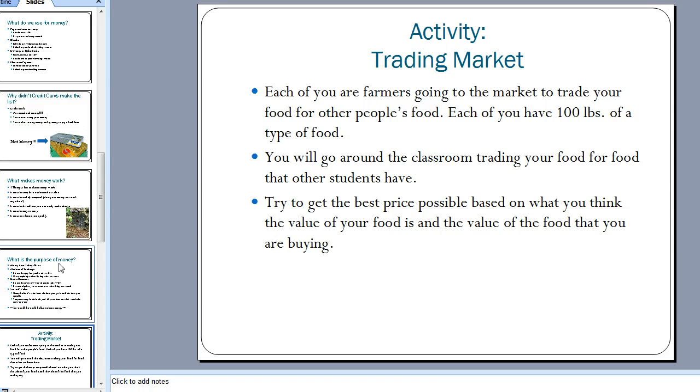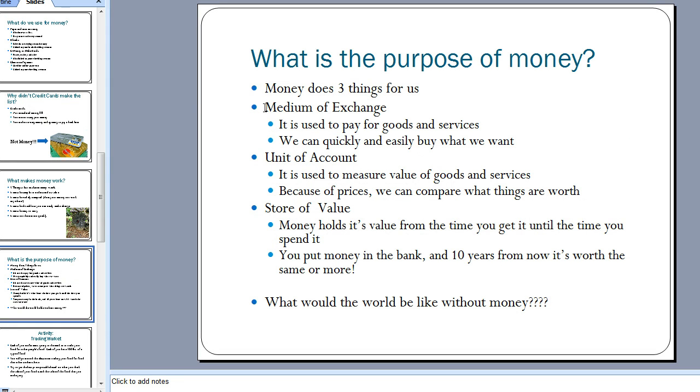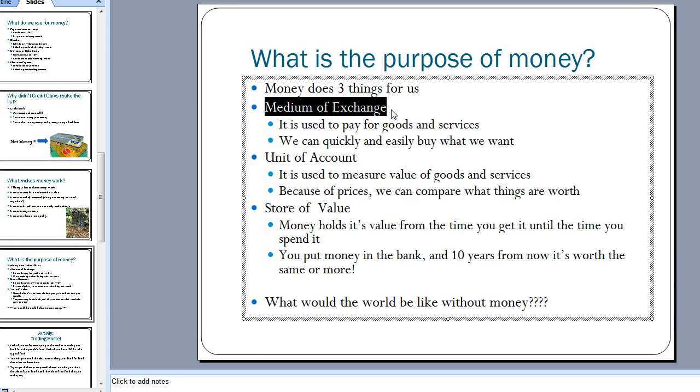The purpose was to show us how it's easier to have money to make exchanges rather than trading food, to have money to assign the value of something, rather than guessing at the value of tomatoes versus potatoes or steak versus chicken or whatever, and also to have money to hold value over a long period of time, because we know food doesn't hold value over a long period of time. So that was the purpose of that activity, so you want to definitely know that.